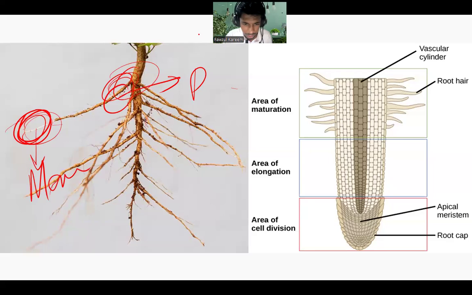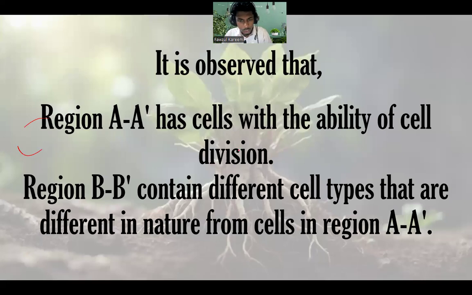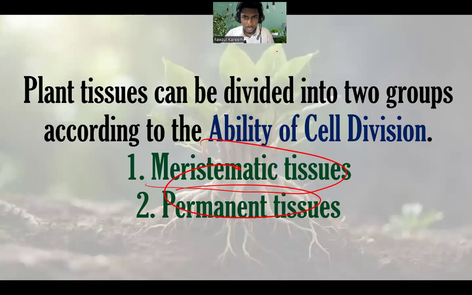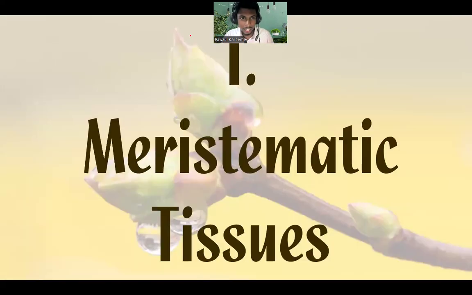Okay, very good. Who is that? I don't know the name and I can't pronounce that name, but you are telling the right answer. Very good. So, according to the ability to do cell division, I am dividing the plant tissue into two. What are they? Meristematic tissue and permanent tissue. Okay, very good.